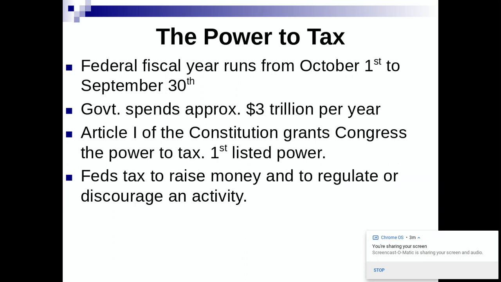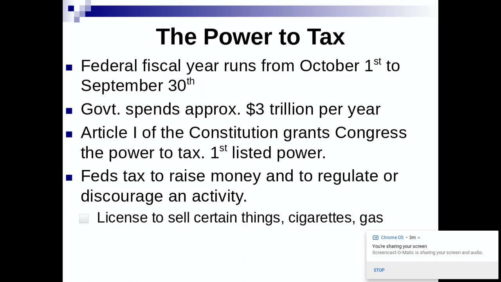You have smoking. There's a tax on smoking. The state of Ohio, to try to discourage the activity, increased on that. Alcoholic beverages, you name it. There's taxes associated with that. So license to sell certain things, so cigarettes, gas. So again, those are extra taxes that need to be paid. So think of it almost like licensing. When you license something, you own a business, it's kind of a form of taxation. So keep that in mind as we go forward.